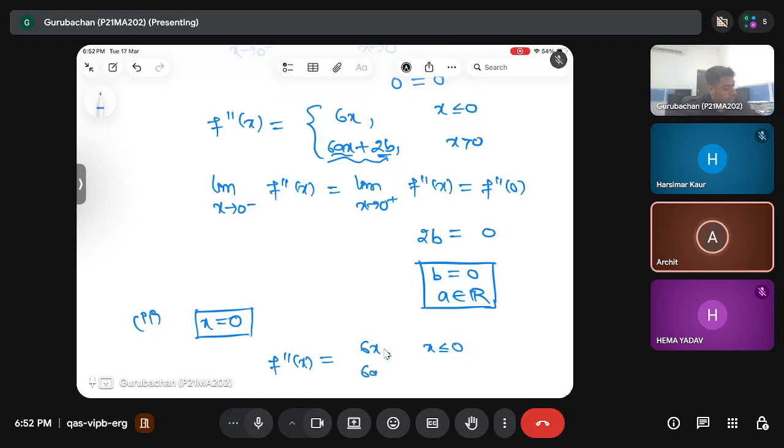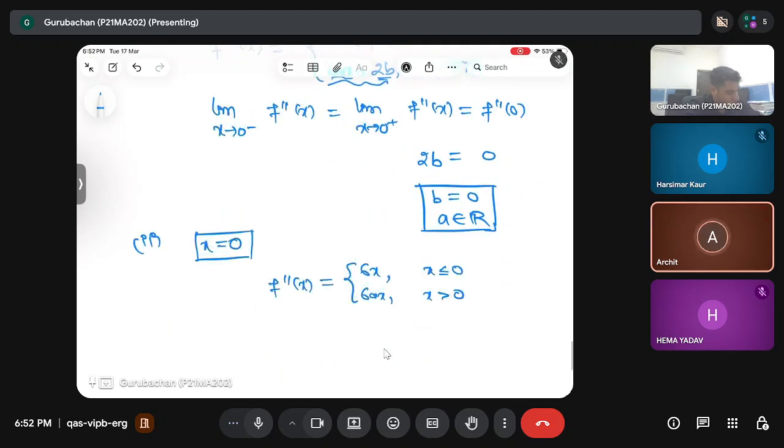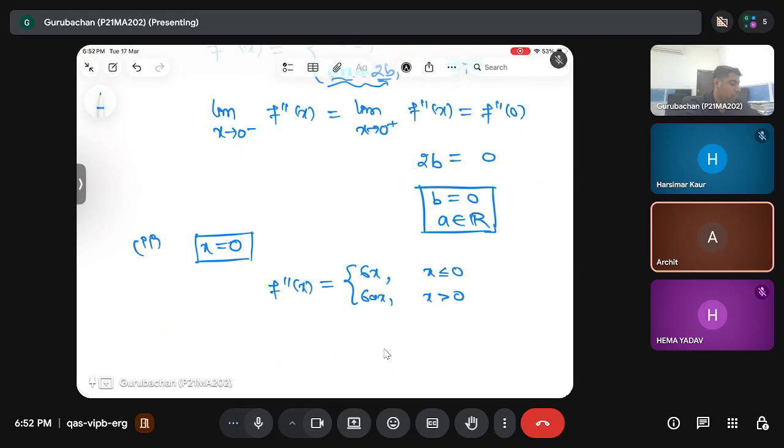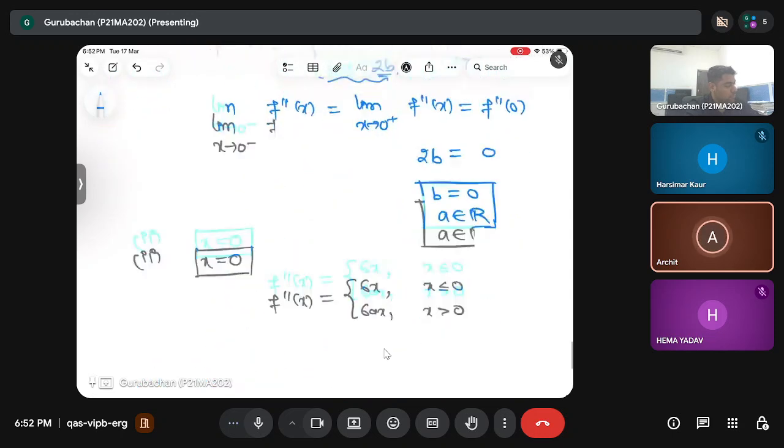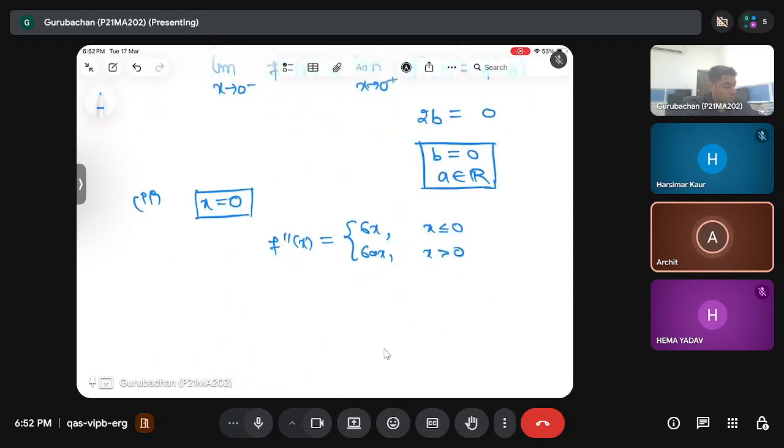Archit, it is an inflection point if A is negative. No, sir. Sir, if A is negative, then it is not.